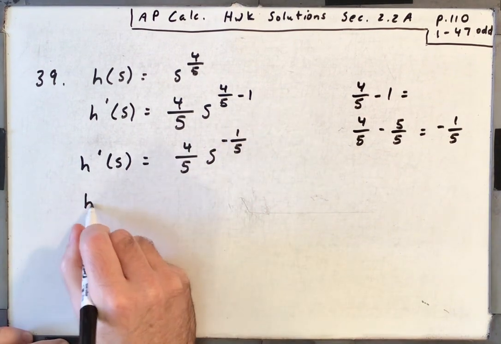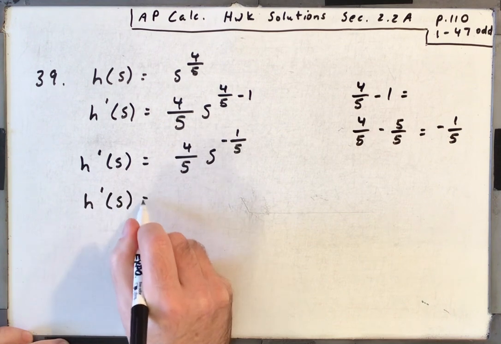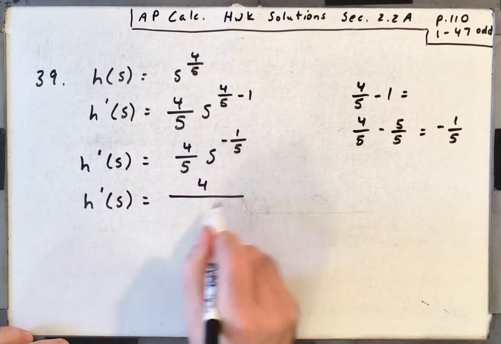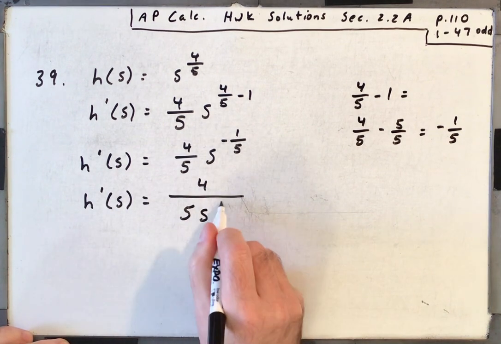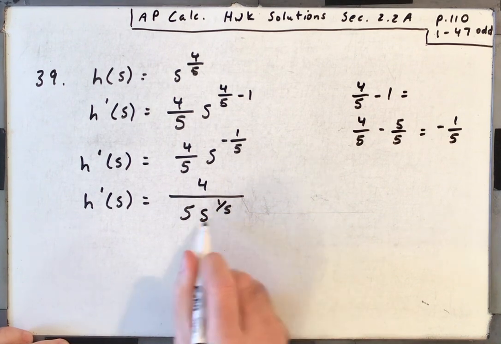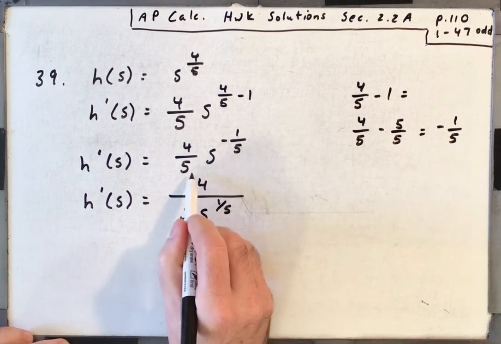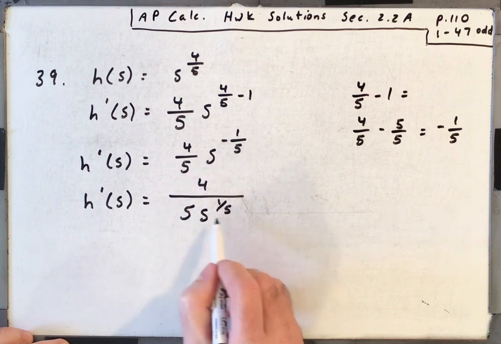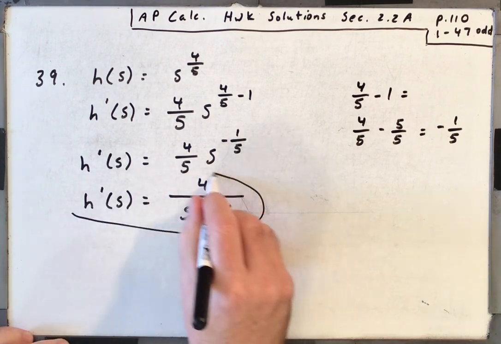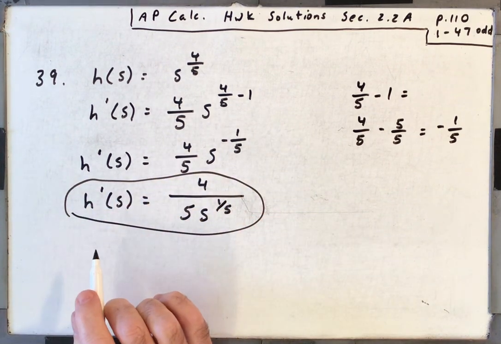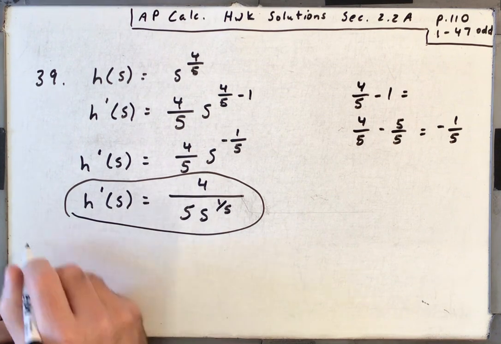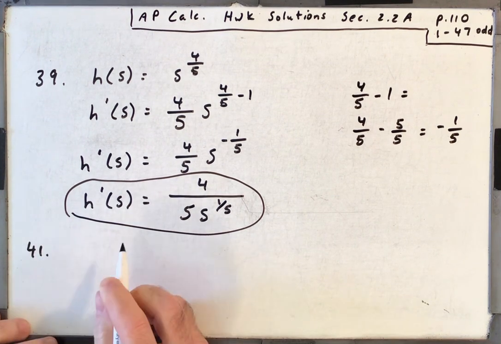We still need to clean that up into 4 over 5s to the positive 1/5. So we're bringing that s to the negative 1/5 down to the denominator to make it positive. All right. 41. I took a lot of space for that one.